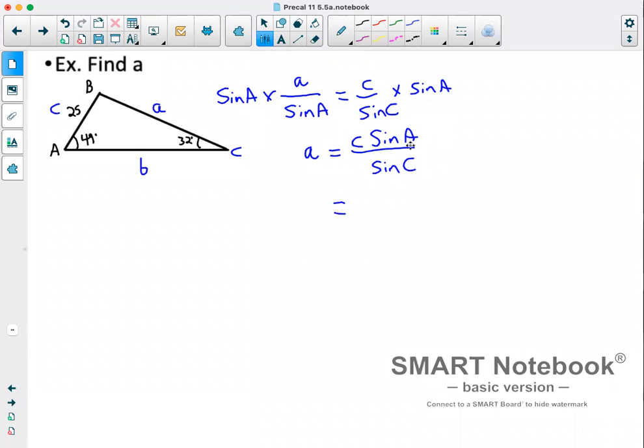We'll substitute our values in. So we've got side length C of 25, sine of angle A, which is 49, divided by sine of 32. Which gives us A being 35.6.